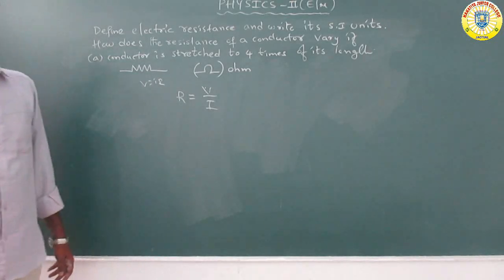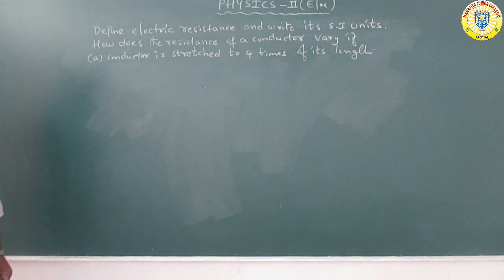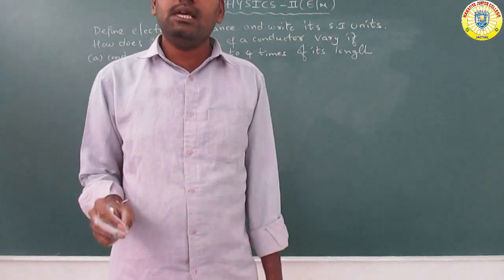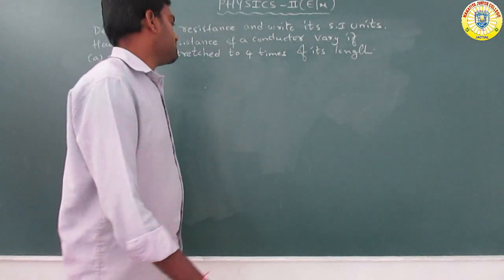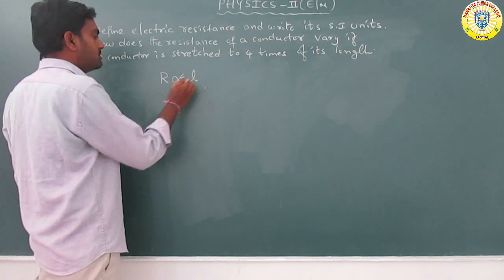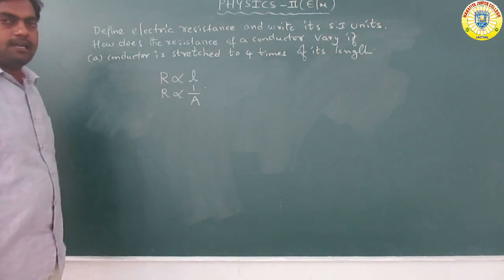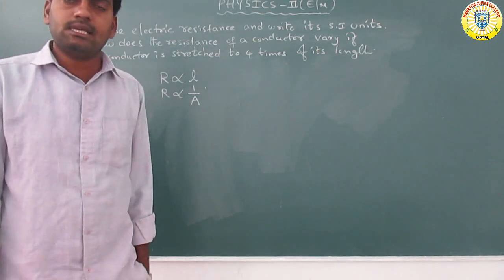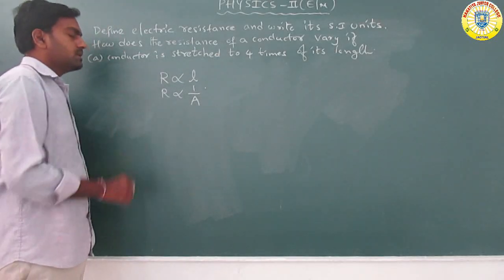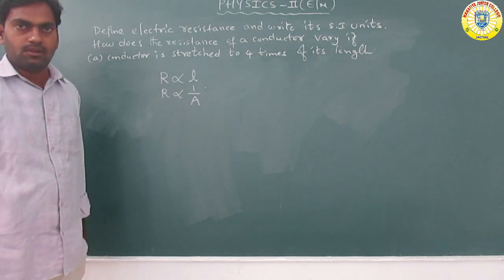So next one: how does the resistance of a conductor vary if the conductor is stretched to 4 times its original length? Okay, so first of all, we take R. R depends on the length, and R is inversely proportional to the area of cross section. R means resistance. So resistance is directly proportional to the length of the wire, and inversely proportional to its area of cross section.